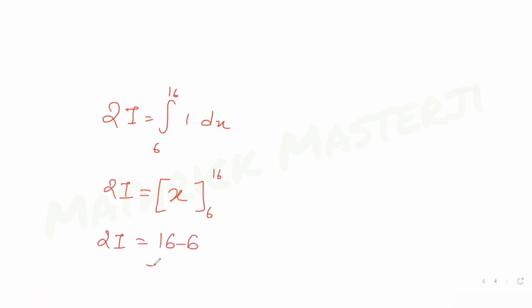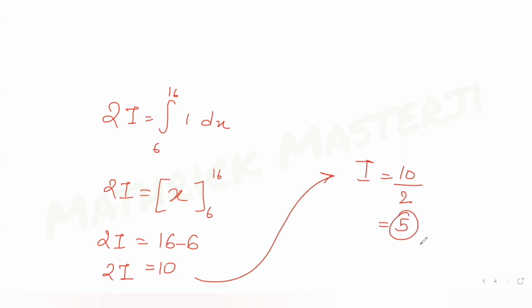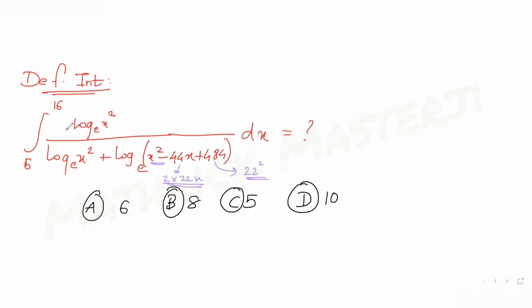So 2I is the integral from 6 to 16 of 1 dx. The integral of 1 we know is x, so the limits become 6 to 16, and that's equal to 2I. So 2I is equal to 16 minus 6, which is 10. When 2I is equal to 10, I is 10 by 2, which is 5. So the value of I, which is the value of the integral asked, turns out to be 5. That matches with the options, so I get the correct answer for the question given to us.